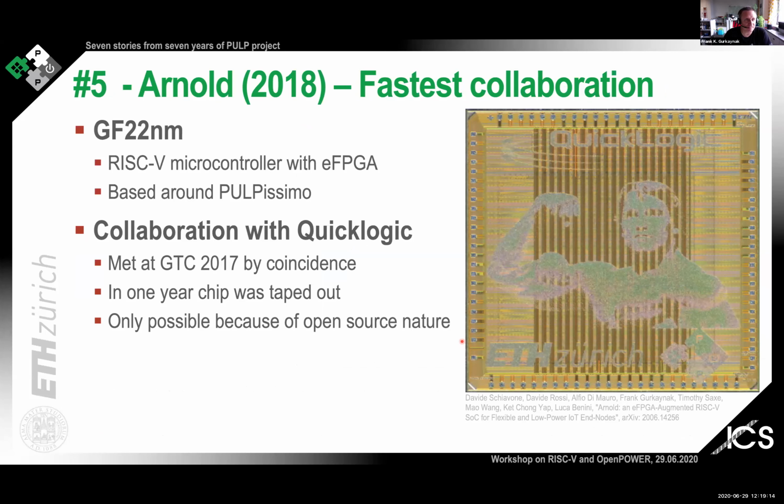Now, when we talk about collaborations, this is one of my favorite things, Arnold. It's in GF22. It's a RISC-V microcontroller with an eFPGA. It's based around Pulpissimo. I'll talk about it in a second. And it started like this. I met the CEO and the representatives of QuickLogic by coincidence in a Global Foundries Technology Conference. And in 1 year of meeting coincidentally and talking about it, we had the chip taped out. And this is only possible because of the open source nature.